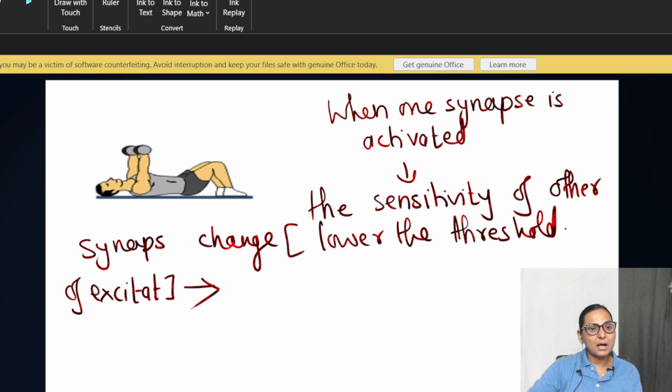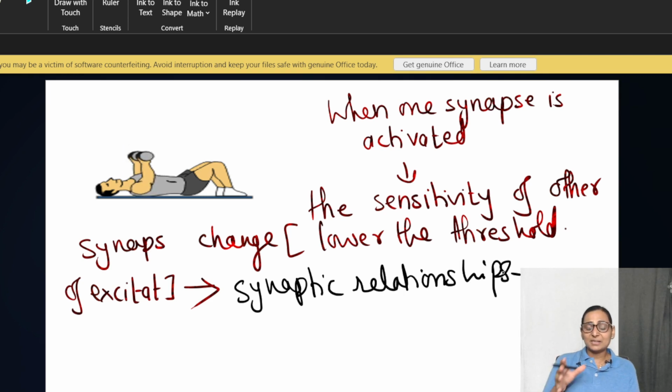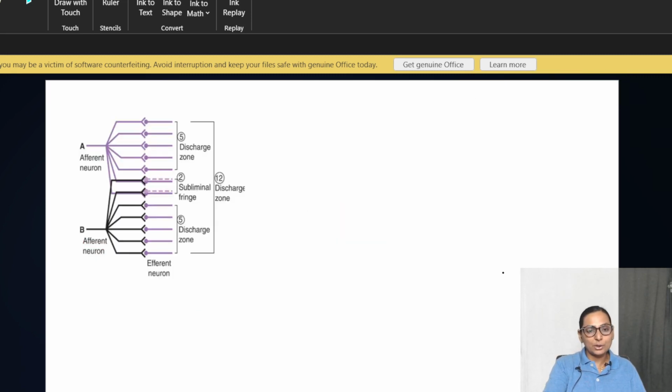You are lowering the threshold, means you are making them more excitable. This phenomenon occurs due to the synaptic relationships with the synapses among each other. So one single sensory neuron is going to make contact with multiple motor axons. It is not 1:1, है ना? So it is going to affect the activity of the motor neurons in different ways. It may occlude some or it may sensitize some. That is what the subliminal fringe or the occlusion is all about.